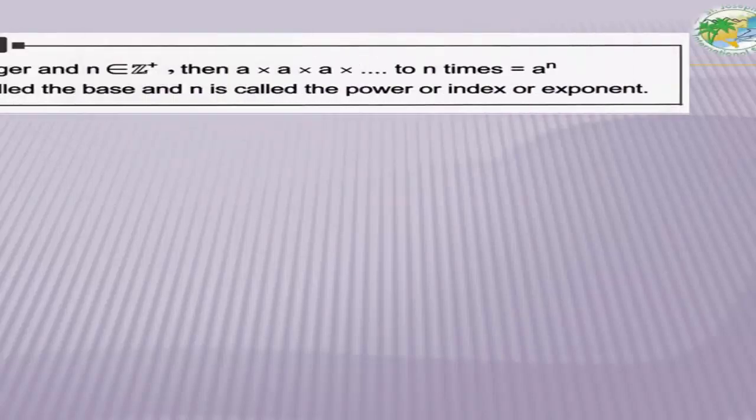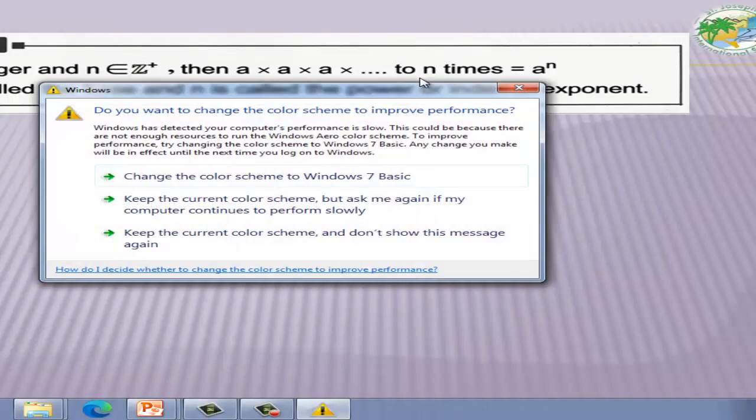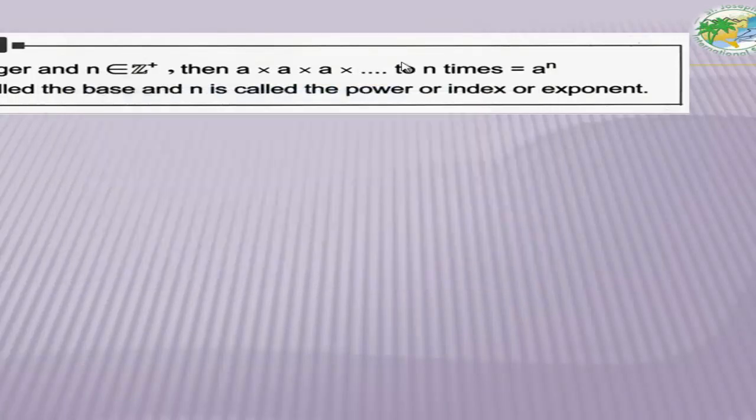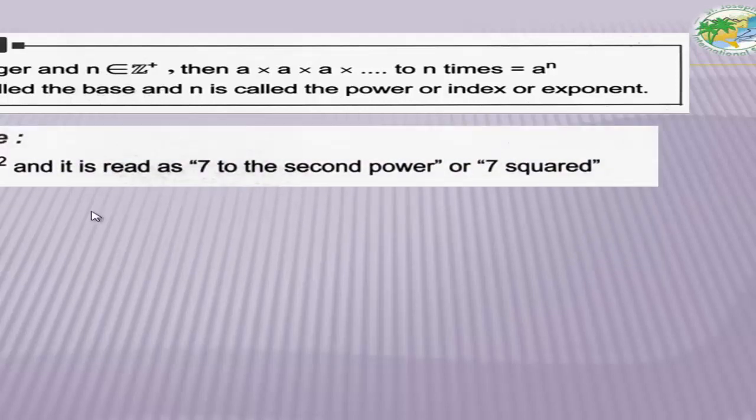Generally, if A is an integer and n belongs to the positive integers, then A times A times A, n times, is A power n, where A is called the base and n is called the power, or index, or exponent. Fine. For example, 7 times 7 equals 7 power 2, and it's read as 7 to the 2nd power or 7 squared.